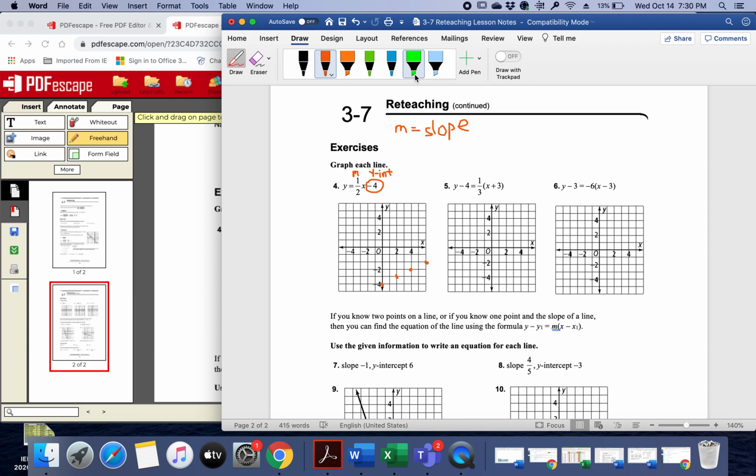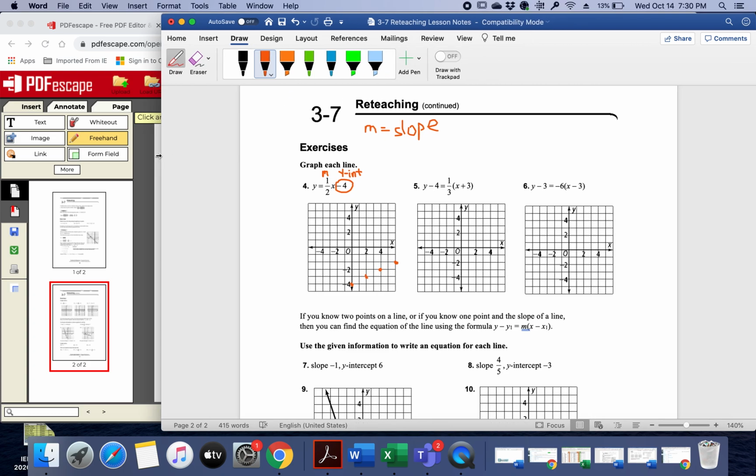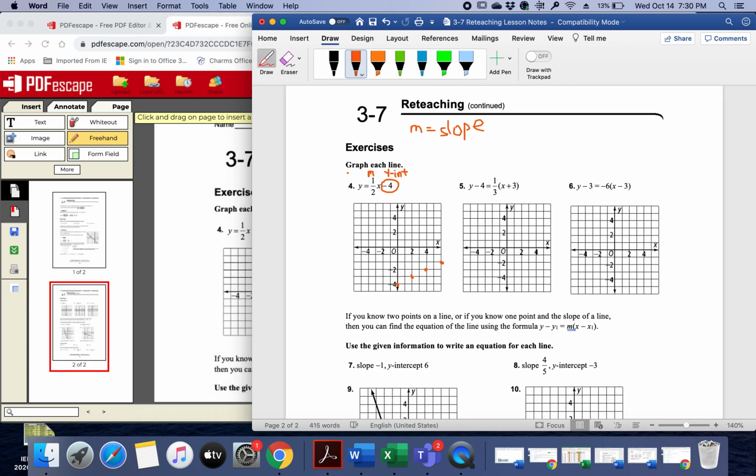But I can go to draw, and I can draw a line. Sorry, that isn't going to work for me. Okay, so I can at least draw a line with this pretty color. So I can connect my dots here. Oh, this is better than the PDF Escape. And there's my graph for number 4. And I'll save this and upload it to Canvas also so that you can see the graphing and you can see the notes on the other page.